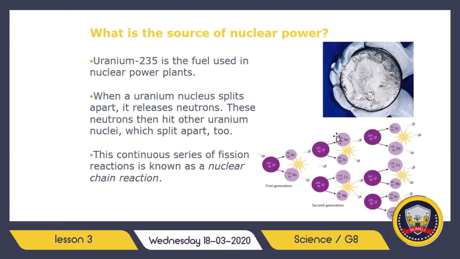So again, those released neutrons will hit another uranium atom. This uranium atom again will split into two smaller atoms, and at the same time it will release a number of neutrons, and so on. This continuous series of fission reactions is known as a nuclear chain reaction.